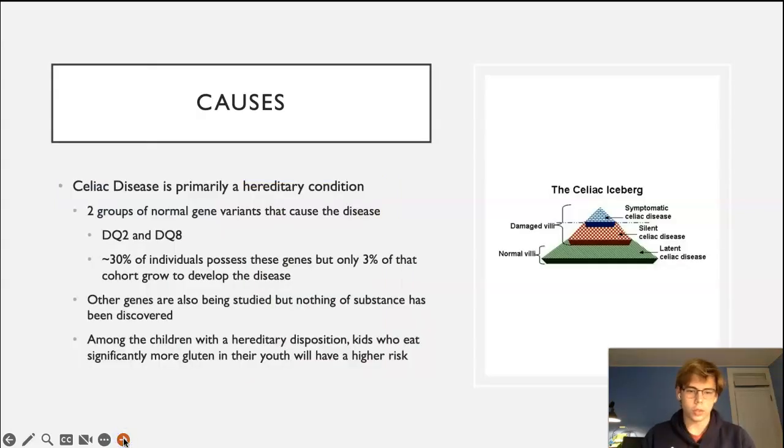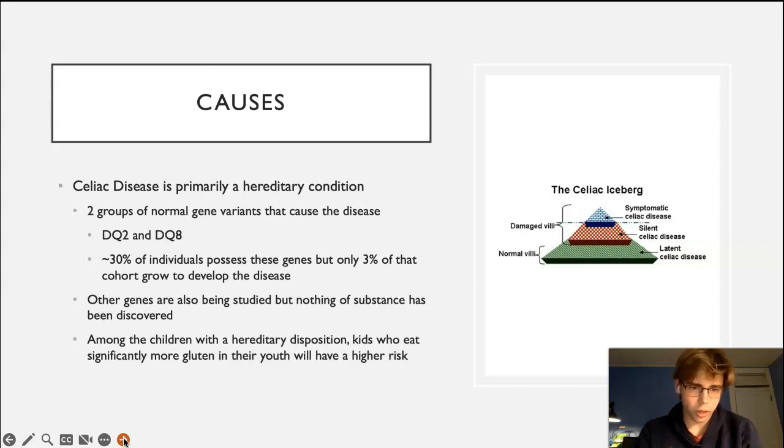Talk about some causes here. So celiac disease is primarily a hereditary condition. There's two groups of normal gene variants that cause the disease, and they go by DQ2 and DQ8. So about 30% of the people in the world possess these genes, but out of that 30%, only 3% of them will eventually develop the disease.